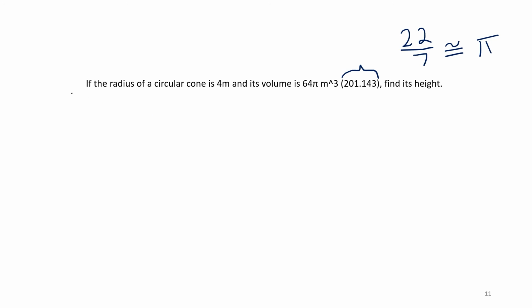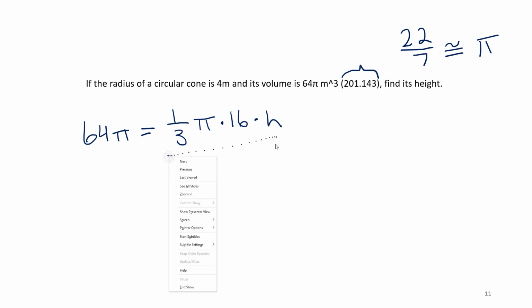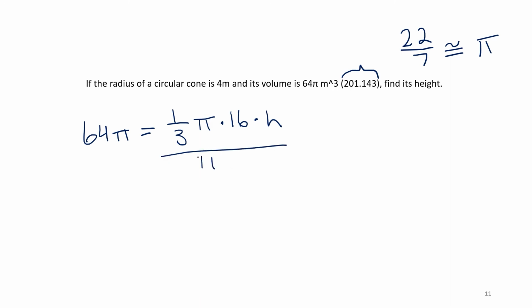So we know the volume. It's 64 pi. And we know the equation that should get us that volume. It's 1/3 area of the base, which is pi r squared, and we know what r is. It's 4, so we can say 16 for 4 squared, times the height, the one thing we don't know. So we just need to divide out all of these things to find the height. The first thing I want to do is divide out pi, because that will cancel it on both sides.